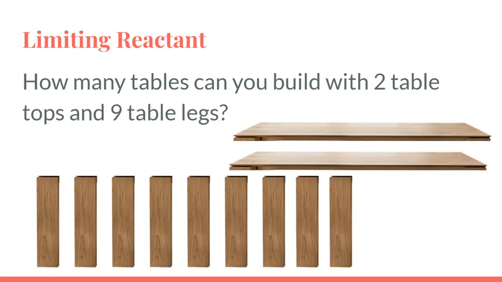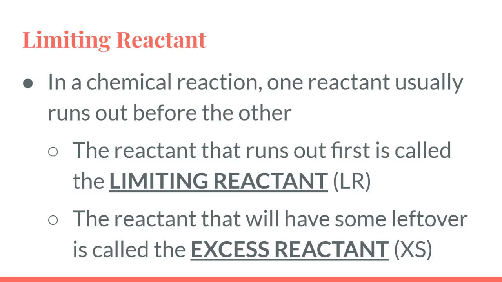But now let's say that I have only 2 tabletops and only 9 table legs. How many tables could I make, and how did you come up with that? You should have said that I can only make 2 tables. I would use 4 of the table legs with 1 tabletop to make 1 table. I would use 4 more legs and a tabletop to make 2 tables, and I would have 1 table leg left over. So really, I am limited by the amount of tabletops in this case to how many tables I can actually make. This is very similar to how reactions run.